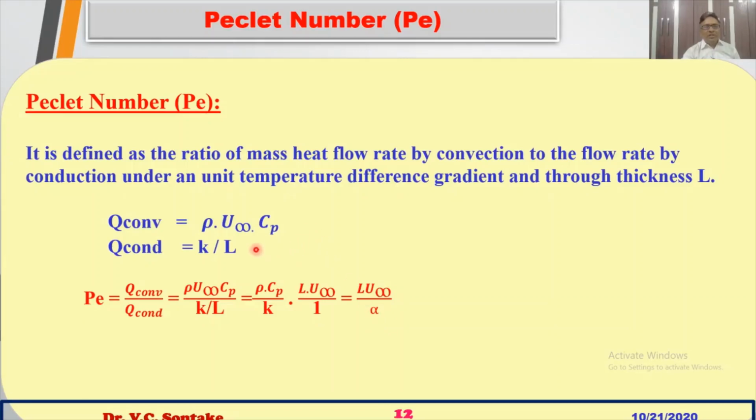So please remember here that Q convection is mass heat flow rate by convection and Q conduction is mass heat flow rate by conduction. Peclet number is given as L U infinity over alpha. Peclet number can also be written as Pe is equal to the product of Re into Pr.